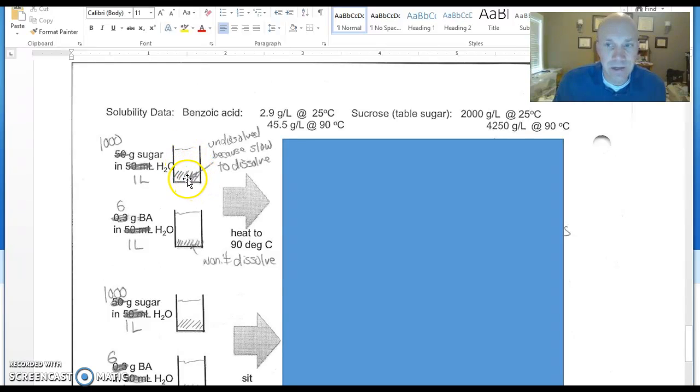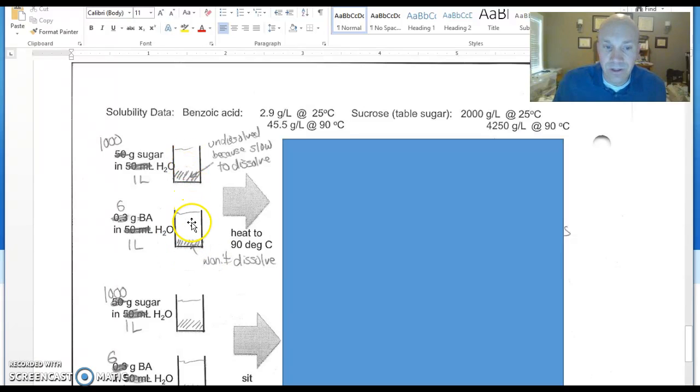It's not because it can't dissolve it, it's because it's slow to dissolve. All right, in contrast, let's put 6 grams of benzoic acid in a liter. Well, this says that we can only dissolve 2.9 grams at that temperature. So we could not dissolve all of that benzoic acid. Some of it would dissolve, but you'll see some sitting at the bottom.